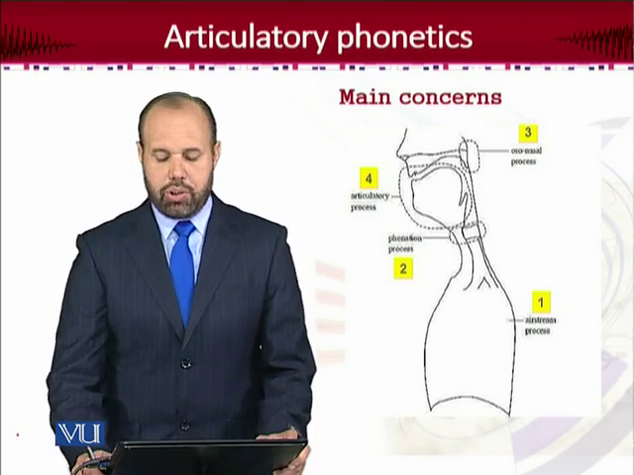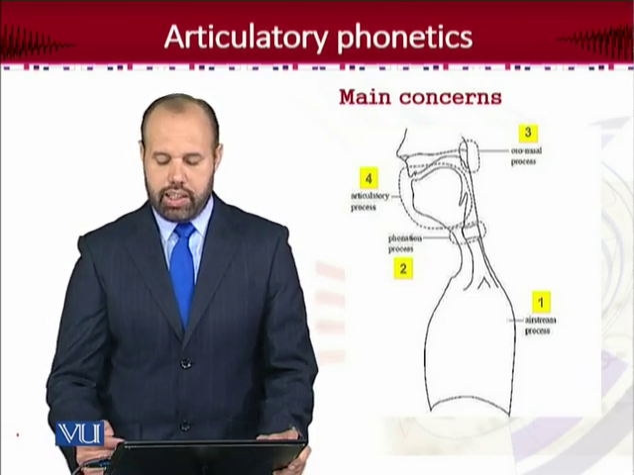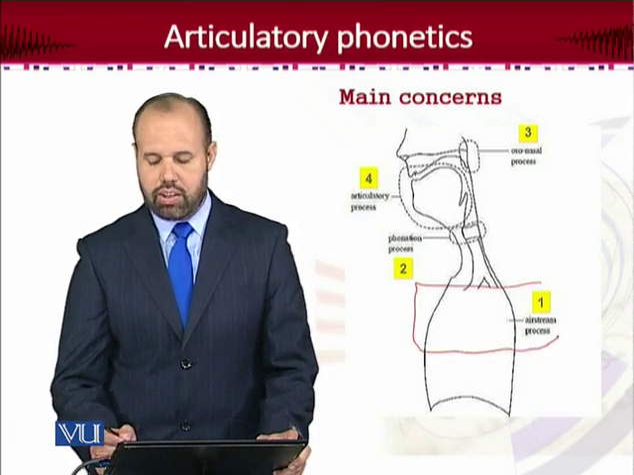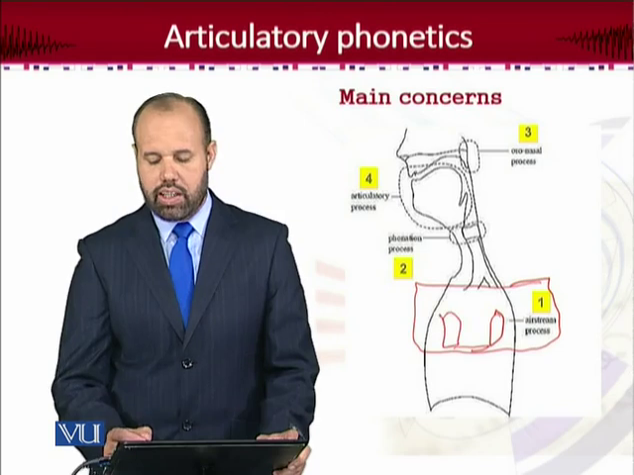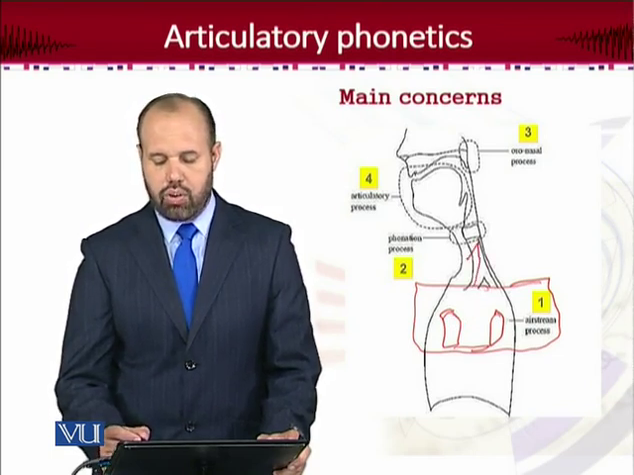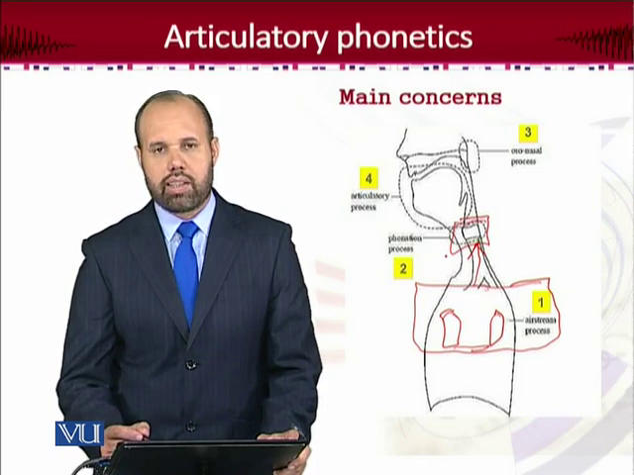Let me show you this picture. We are starting with the airstream mechanism: how, from the diaphragm and with the help of the lungs, the air passage is created, and the pressure required for the speech sounds is created, and it goes through the windpipe, which is the trachea, to the larynx. The larynx is also called the sound box.